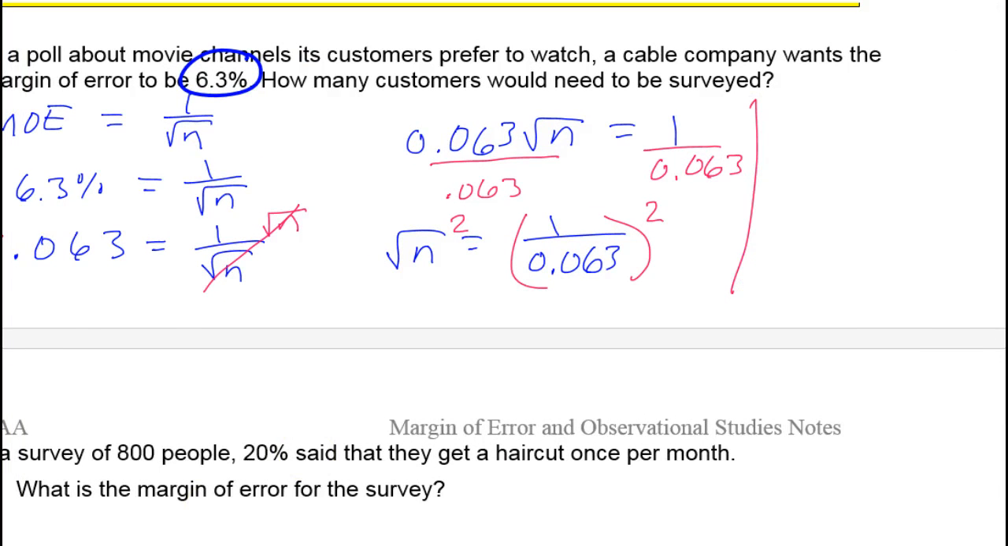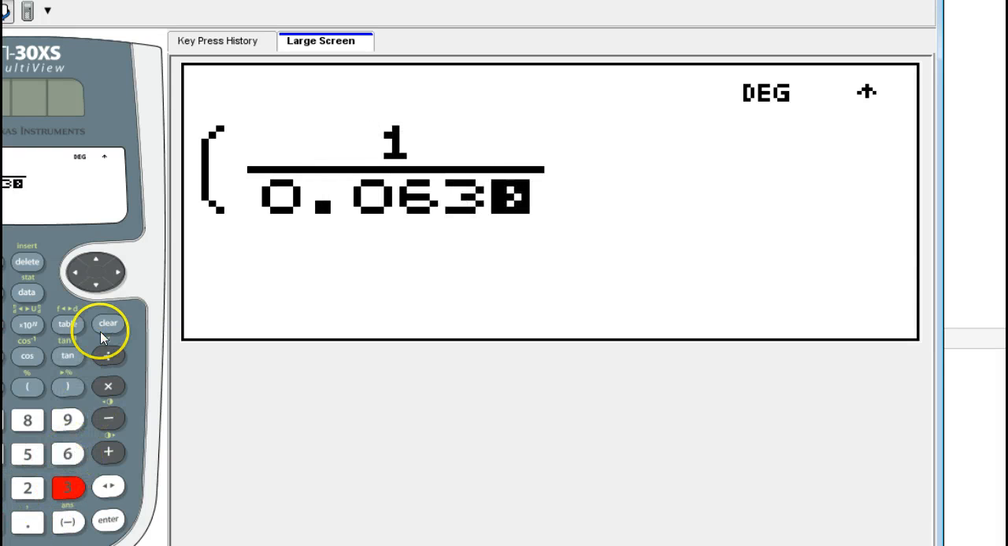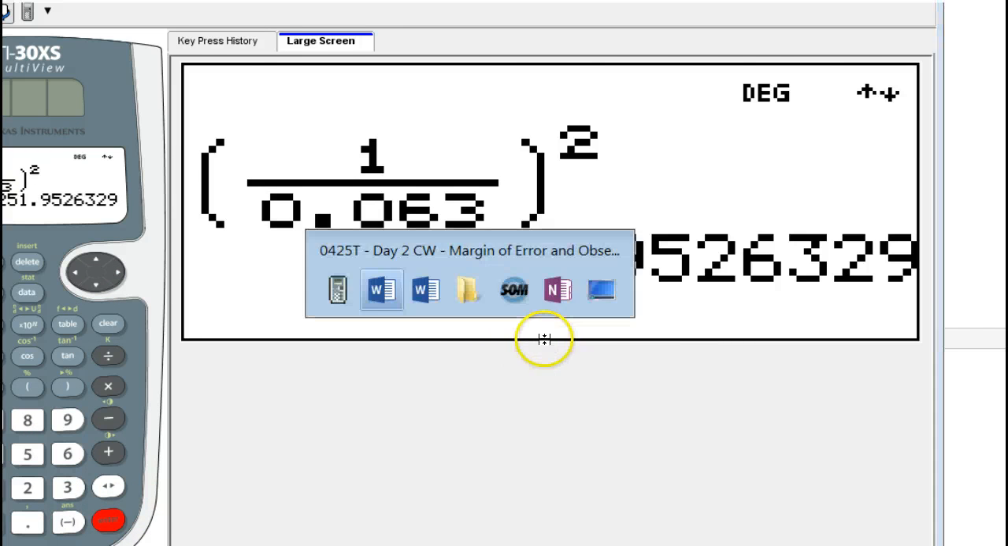Okay, so let's check it out. So I'm supposed to be squaring 1 over 0.063. Okay, I get this: 251.95.